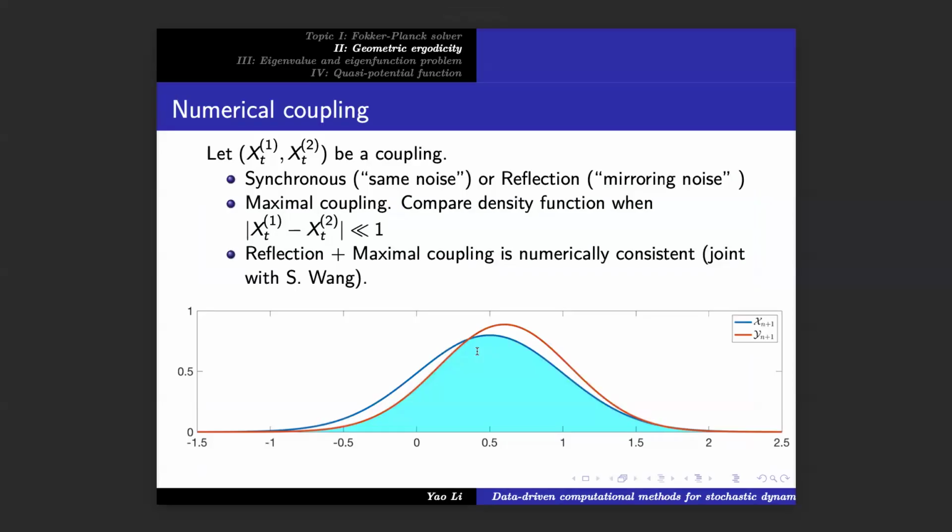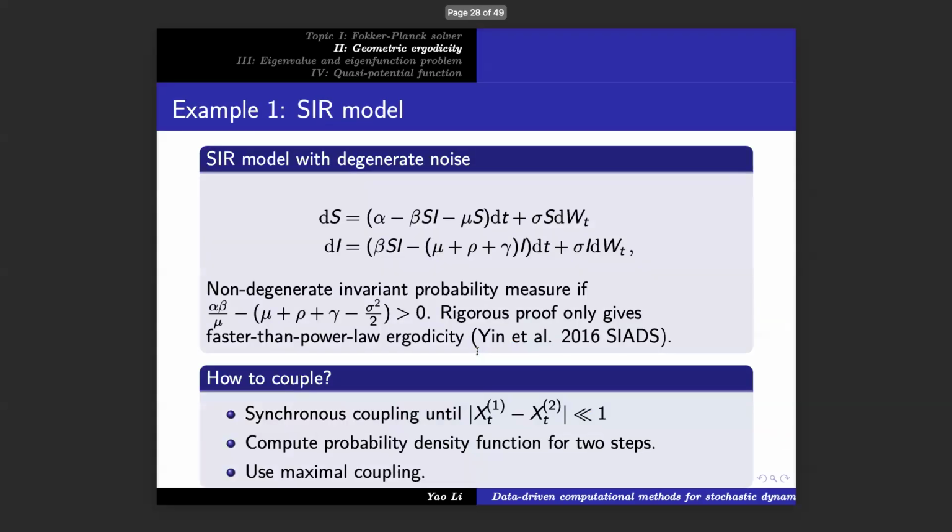Okay, so then that's some numerical details about how we do this coupling technique. Usually we either use same noise or we use mirroring noise. Meaning that if the noise on one trajectory goes left, you want the noise in the other trajectory to go right. And when they are close enough, then you want to switch your strategy. You move to the maximum coupling by just comparing their probability density functions. And then you can see that, yeah, that's numerically consistent with actual coupling speed, and you can get some very quantitative bound of the speed of convergence.